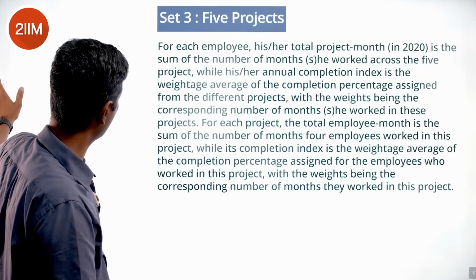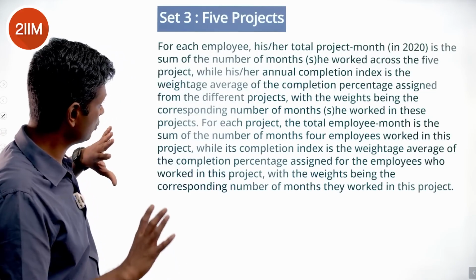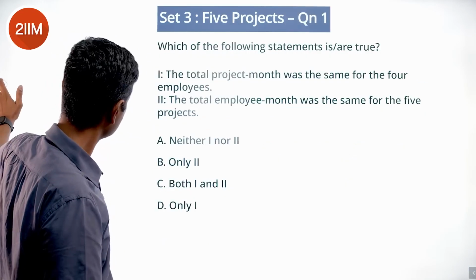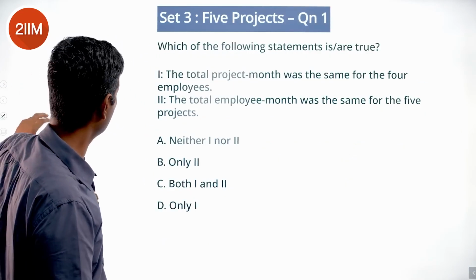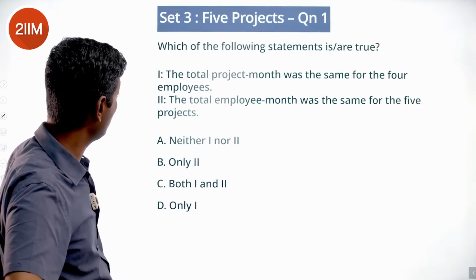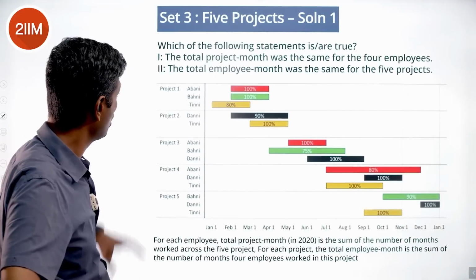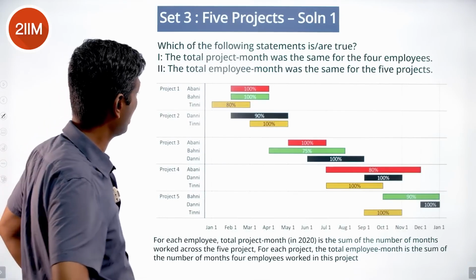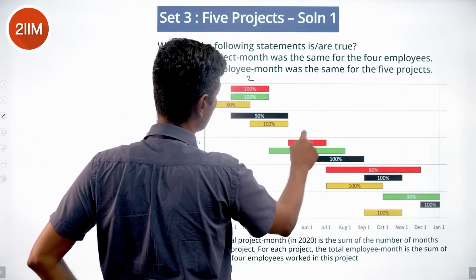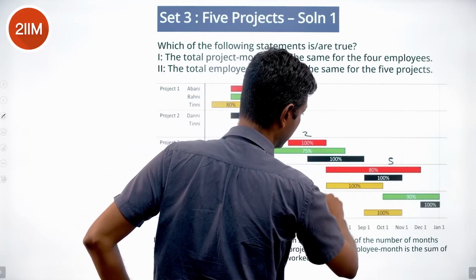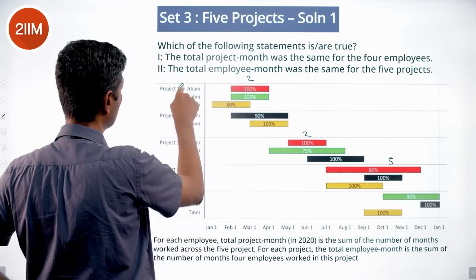For each employee there's a project month angle and an employee month angle, both ways. Which of the following statements are true? The total project month was the same for the 4 employees. The total employee month was the same for the 5 projects. Project month for each employee. For Abani it is 2, 4 plus 5, 9. Abani is 9 months.